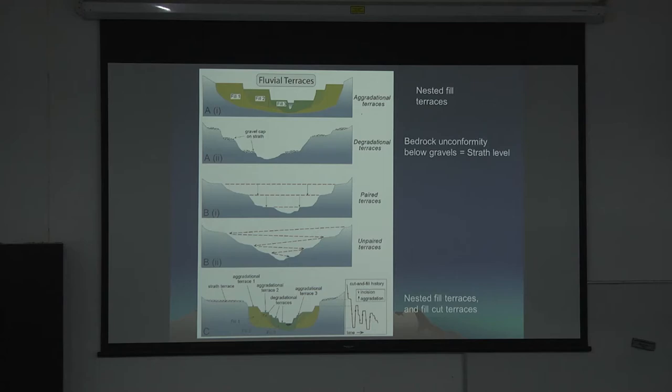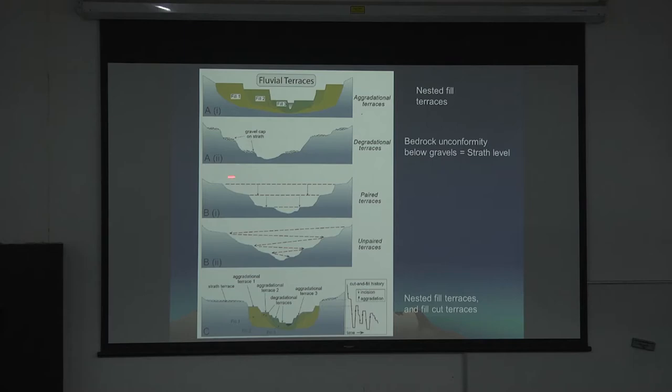Last point, just of some importance when we try to reconstruct terrace profiles. We document two types of terraces, paired terraces and unpaired terraces. Paired terraces are when on both sides of the valley, you can find terraces exactly at the same level that correspond to the same isochrone terrace level, like here.